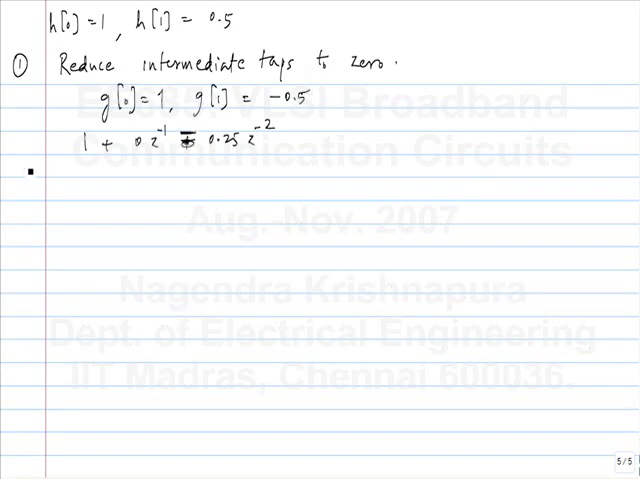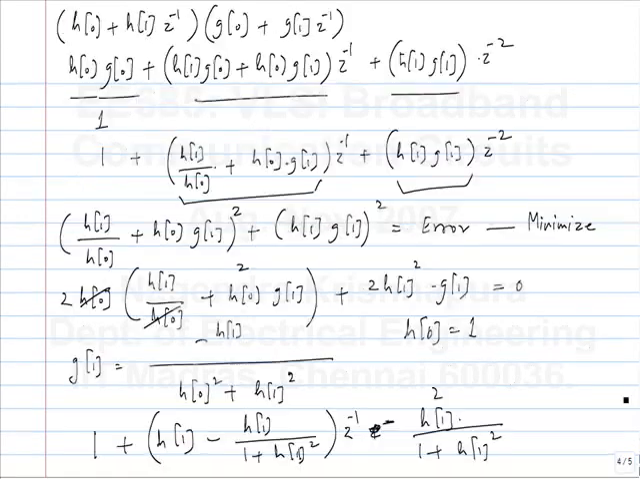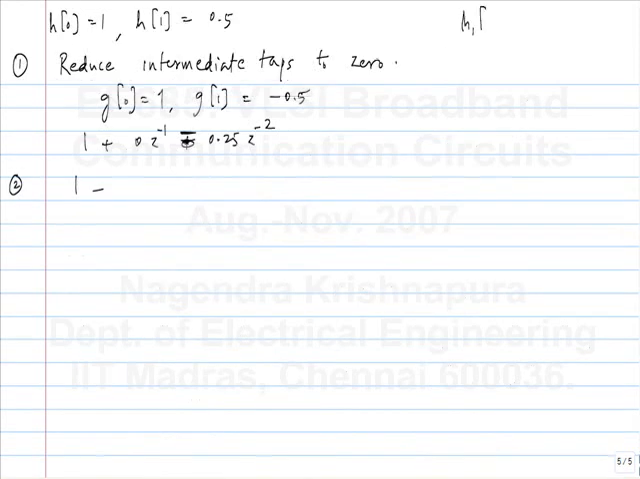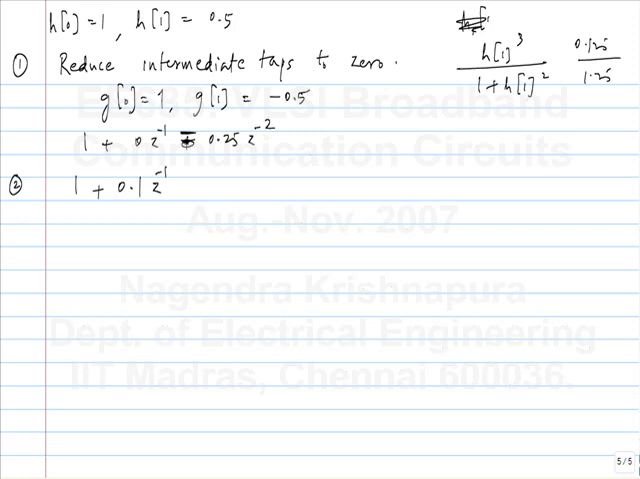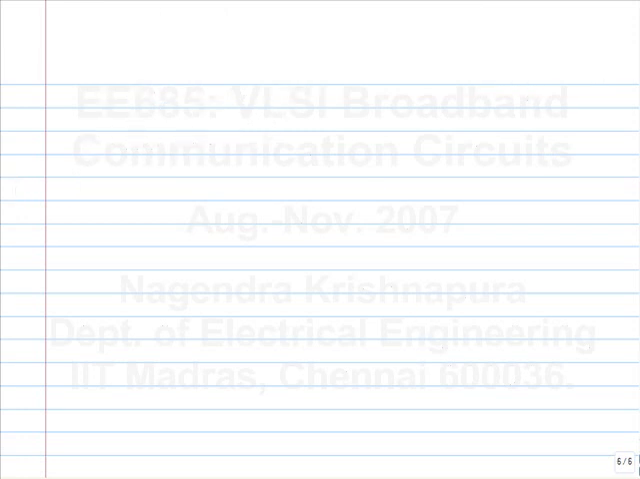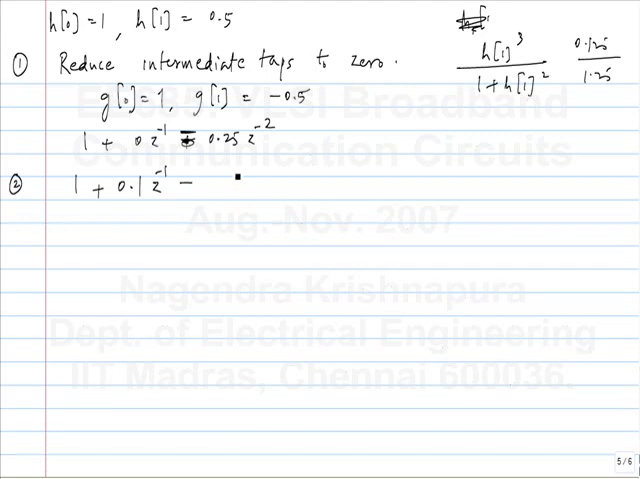Second one is to reduce the sum of squares. What do we get? 1 plus H1 cube by. So the first one will be H1, 0.01, and the next one minus 0.2, 1 by 5.